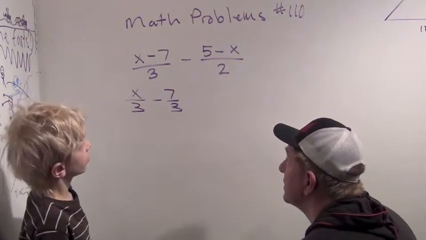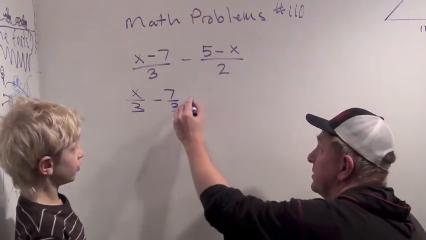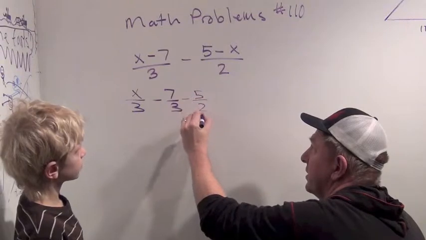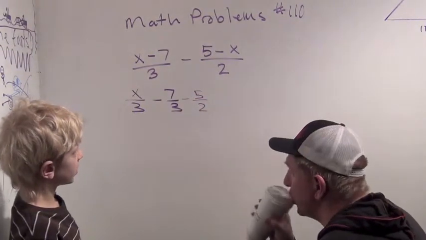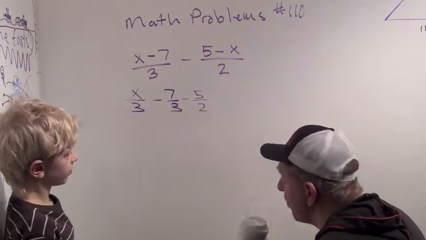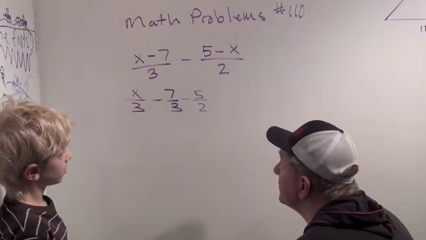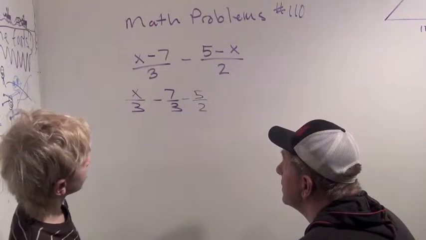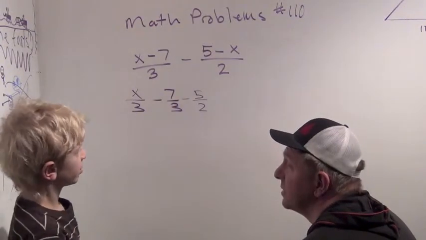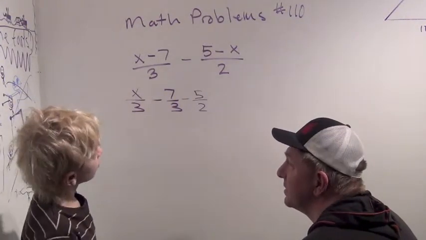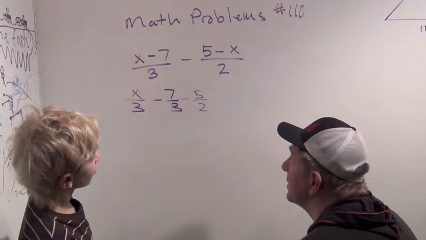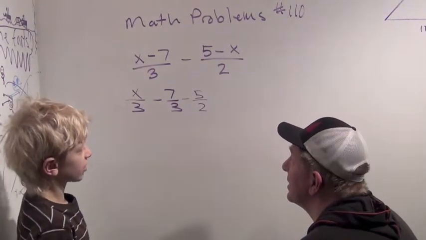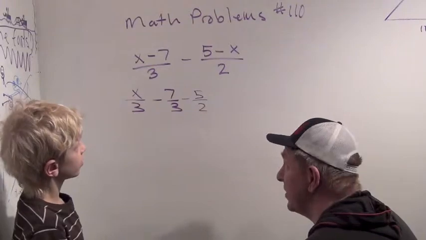Minus 5 over 2. Minus x over 2. Be careful. There's a minus sign there. Where? There's a minus x. So minus x over 2. Are there any other minus signs?